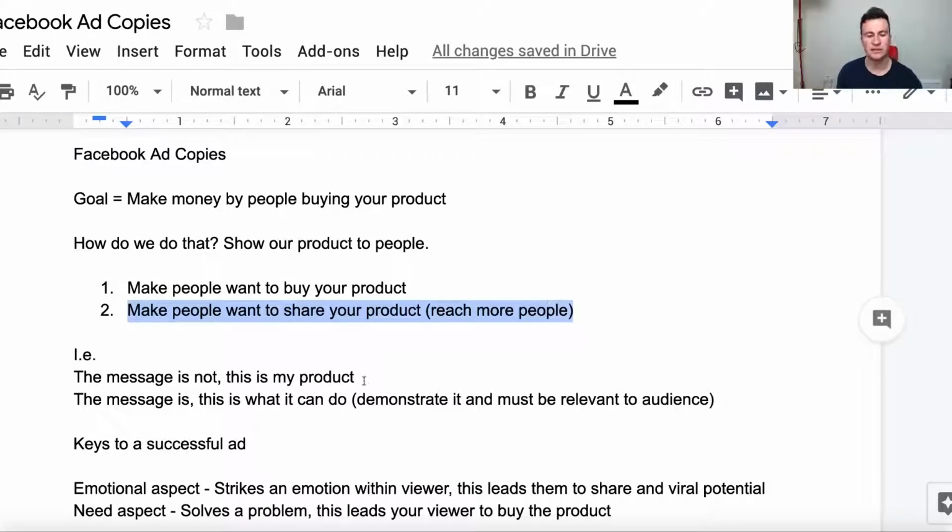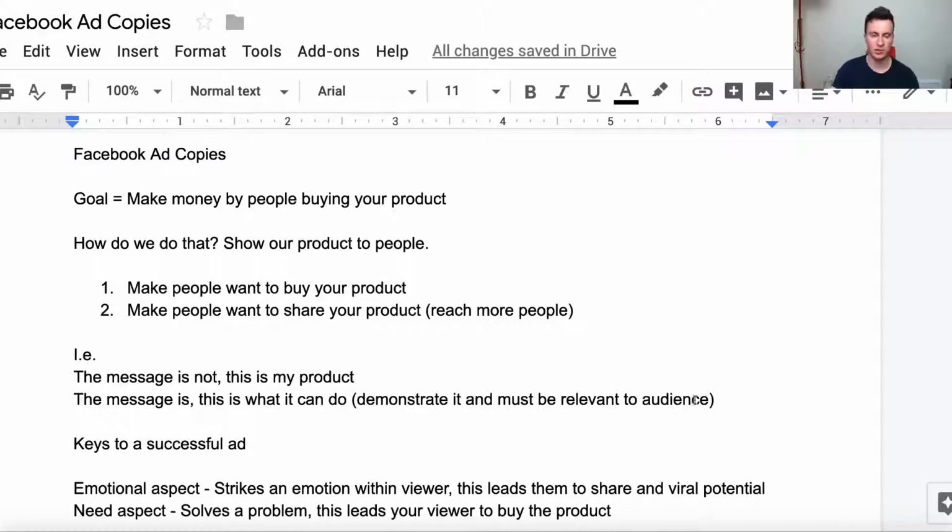So to break that down then, it says here, the message is not "this is my product." So when you create your ad, the message that you put across, you don't just want to be saying "this is my product, this is what it does" and talking about yourself. What you want to do is, you don't even necessarily have to tell people to buy it. You can just say, this is what it can do, and actually demonstrate what it does to people, because that is the number one thing that's going to resonate with your audience.